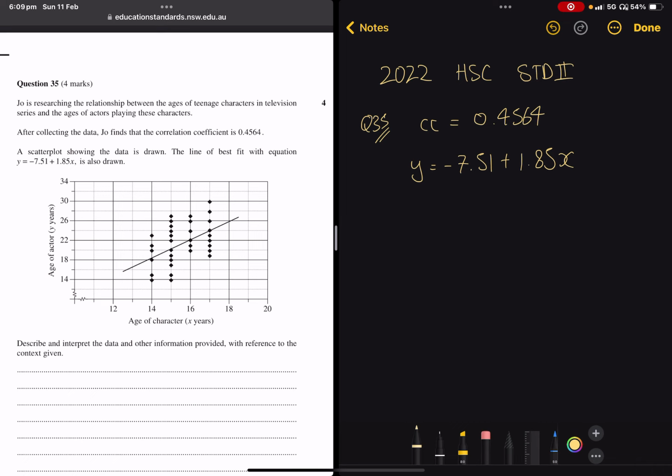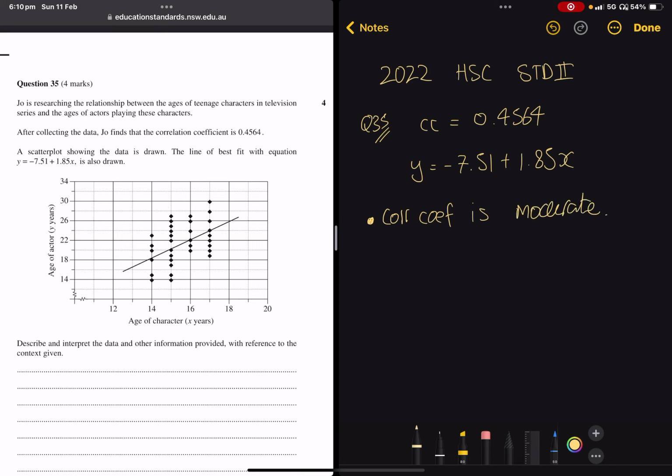So this is a rather unusual question. It's a sort of descriptive statistics question. We're asked to look at this line of best fit, comment on important observations, or describe things about the nature of the information we've been given. So first, we can say that the correlation coefficient is moderate.